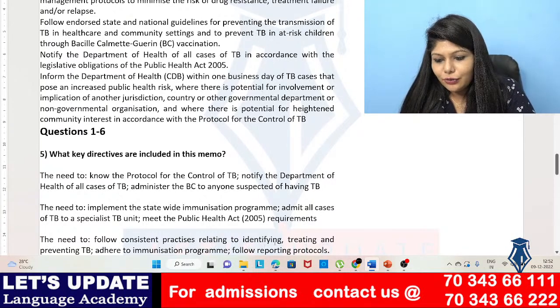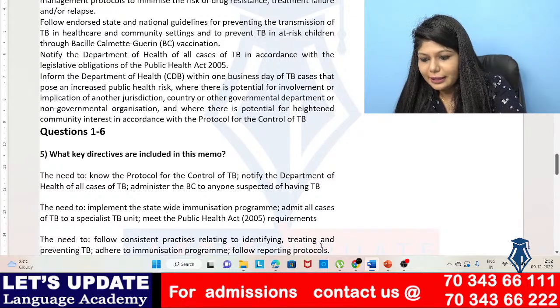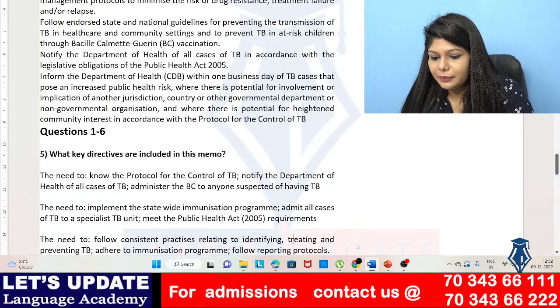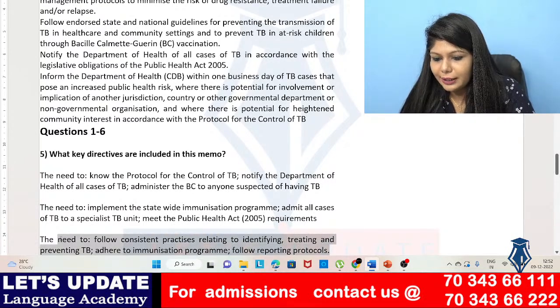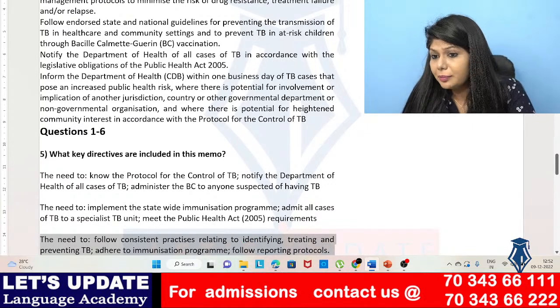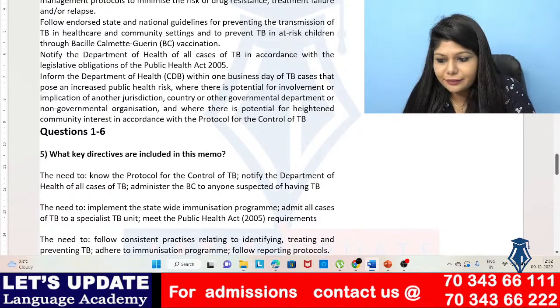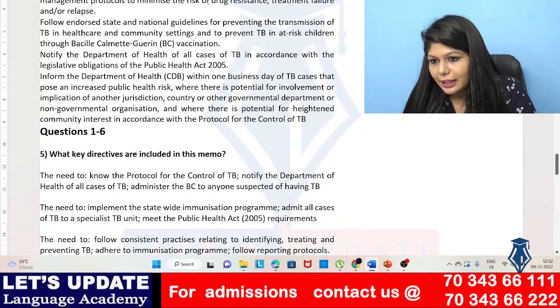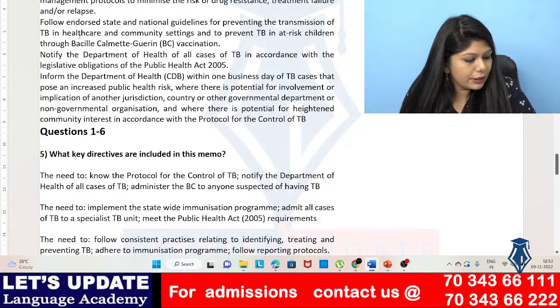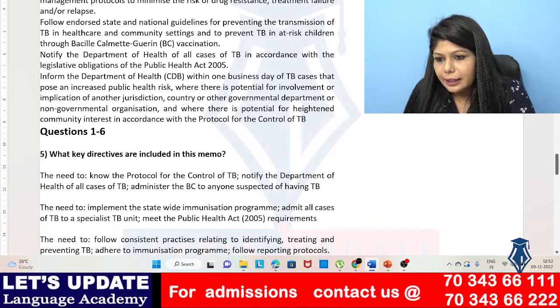The need to follow consistent practices relating to identifying, treating and preventing TB, adhere to immunization program following reporting protocols. Okay, so that is the answer. Why? Because what have they mentioned relating to identifying? Identifying means diagnosis. Look at this para here: implementation of state-wide standardized diagnosis. Diagnosis is the same as identifying. Then treatment is mentioned the same as in option C. And preventing means ongoing management protocols to minimize the risk, which is similar in meaning to preventing. Then adhere to immunization program following reporting protocols, which means they have to follow the reporting protocols that are specifically mentioned here.